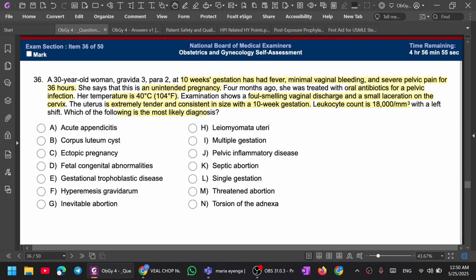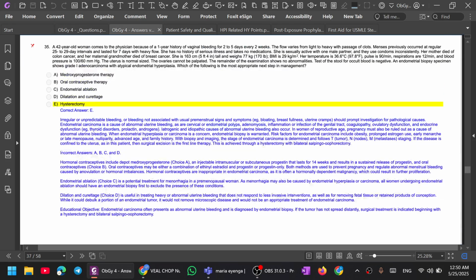Vaginal bleeding, foul smelling. Oh, I'm between PID and septic abortion. Foul smelling discharge, small laceration on the cervix, extremely tender. Okay, let's go with that one. Ready? Yes.